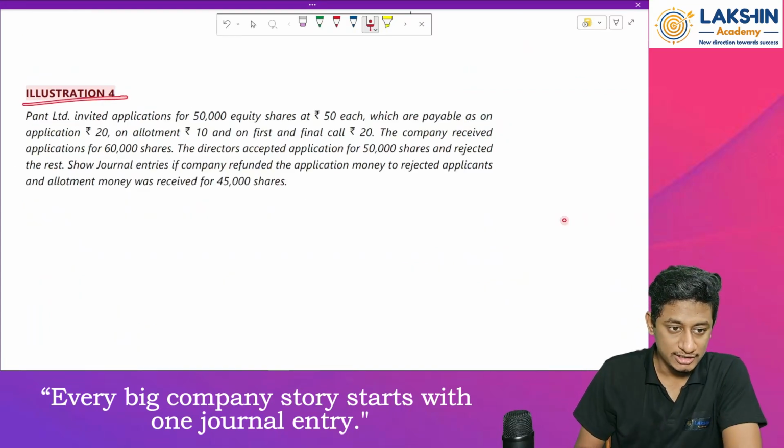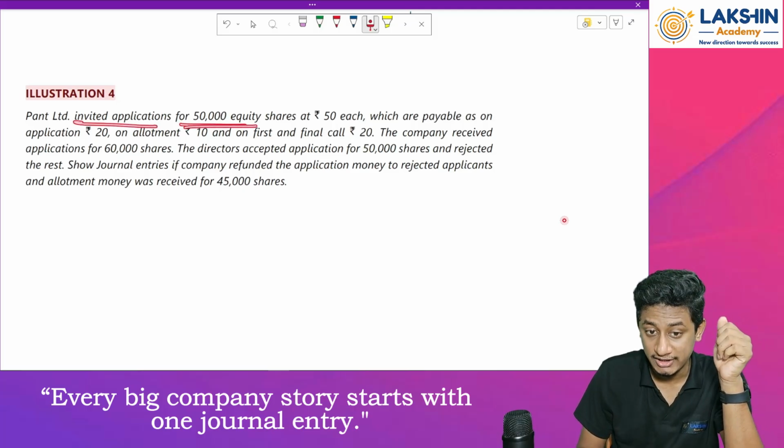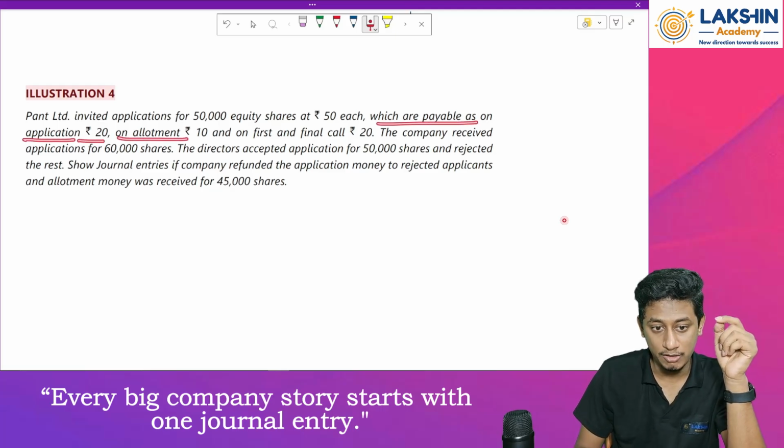Now look at the next question. This is my illustration number 4. Pant Limited invited applications for 50,000 equity shares at rupees 50 each. So each share will cost rupees 50, which is my nominal value, payable as on application rupees 20, allotment rupees 10, first and final call rupees 20. So 20 plus 10 is 30, plus 20 is 50.